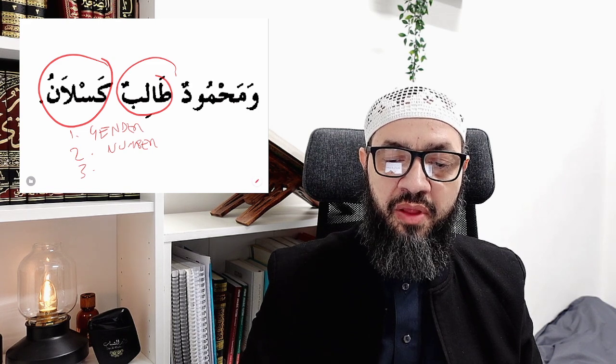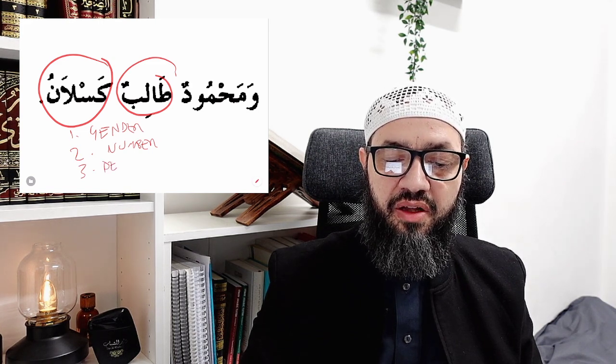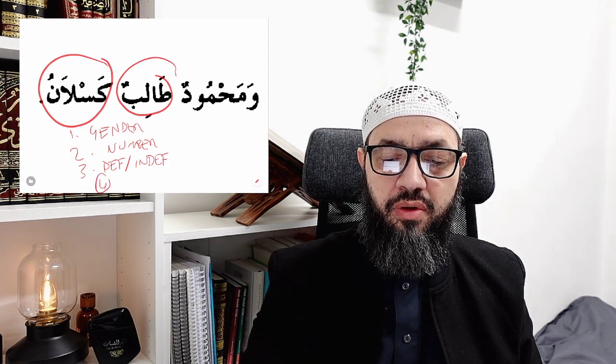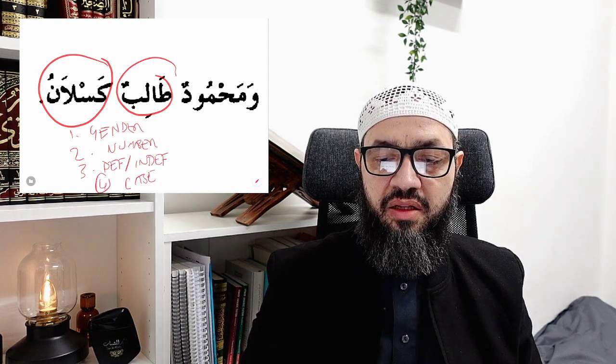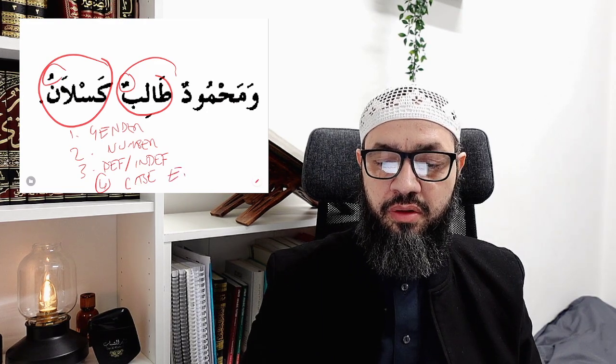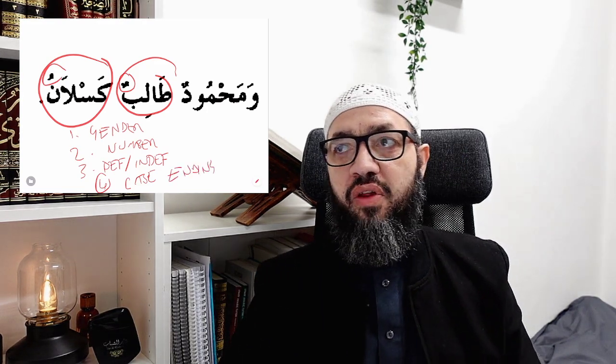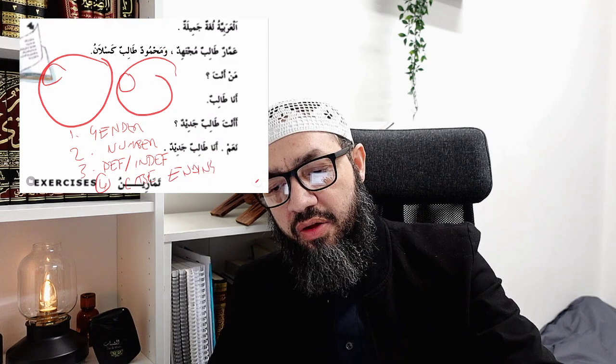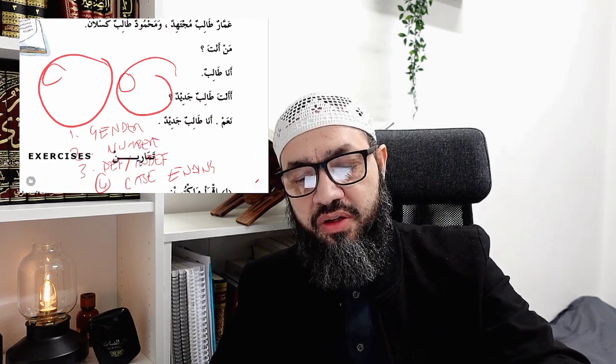So you have four things they have to agree in. Number one, gender. Number two, number. So that talks about whether it's singular or plural. Number three, definite, indefinite. And number four is going to be case ending. Both take Dhamma. These four they have to always agree on. And they have to always agree on noun. So that's the text and that's the vocab.